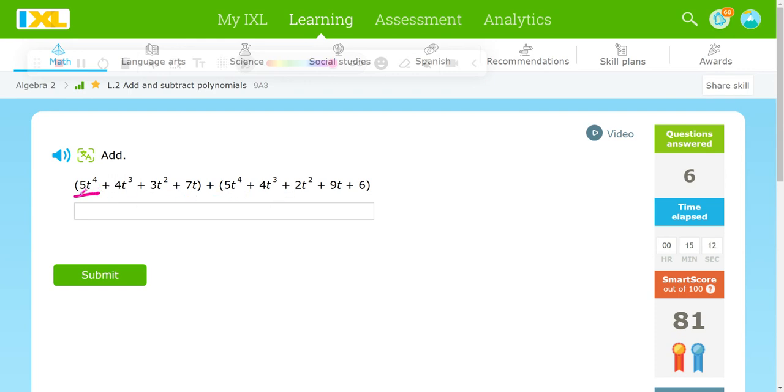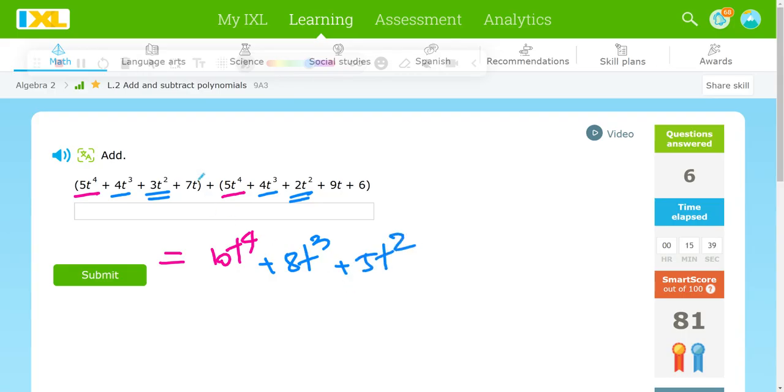5t to the 4, and then 5t to the 4, so that becomes 10t to the 4. I can do it right here, I don't have to rewrite it. Then 4t cubed and 4t cubed, so that would be 8t cubed. 3t squared and 2t squared becomes 5t squared. 7t and 9t is 16t, and then number 6 at the end.